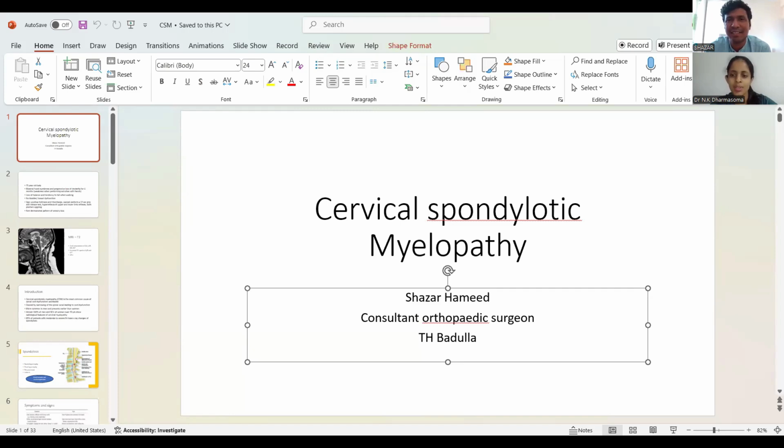So they ask about surgery. How common are the complications? When we talk about the commonest complication when we operate from the front, it is what we call dysphagia, which is a very transient thing. It settles by the next day morning.